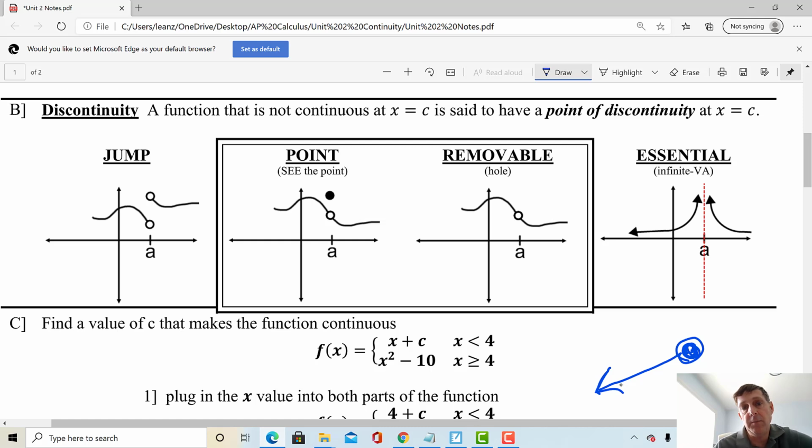Now the good news is for the AP test, they classify everything usually as just removable and non-removable. So the jump and essential kind of fall into the same category as far as the AP test is concerned.